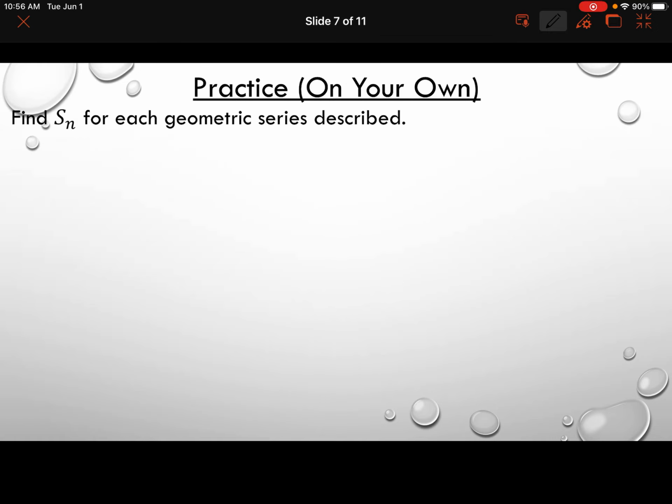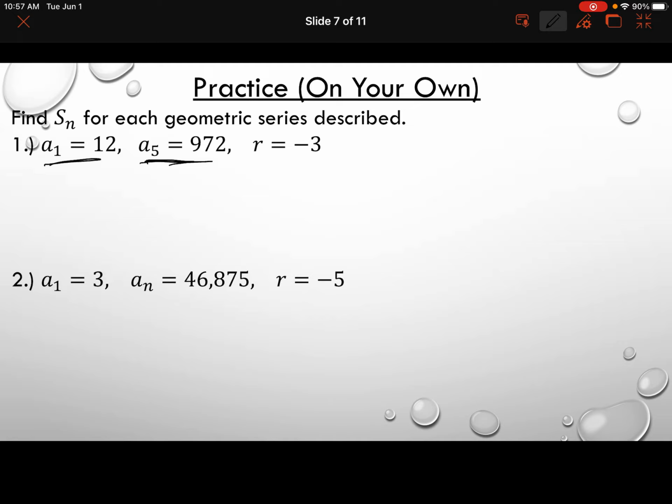All right, now some on your own problems. For these ones, really quickly, just to clarify something, you can always assume that this is your last term. So this is obviously your first term, and this would be your last term. That means you would be doing the first 5 terms for this example, when you're using the formula. So n would be 5 for number 1.